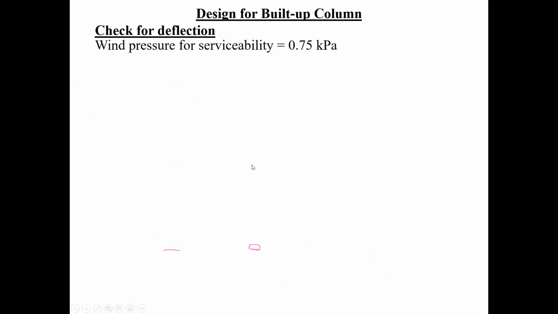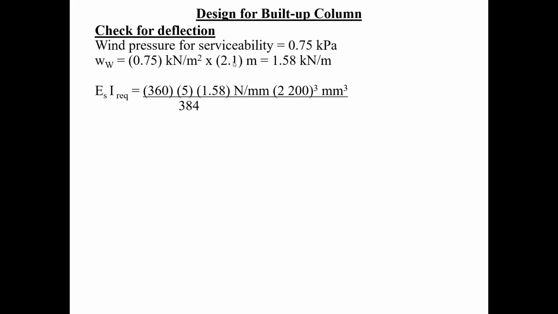So what you do is you check for deflection. The wind pressure, now you use 0.75 instead of using the 1.0, because you're just checking for serviceability. In other words, you take the importance factor, which brings this down to 0.75. And of course, now I get this is the specified wind load, and that's why I put a W here, 1.58. Again, this should be 2.2. I apologize. I don't know why I did that typo. So here we go. And I calculate the EI required. So, okay, 78.8.